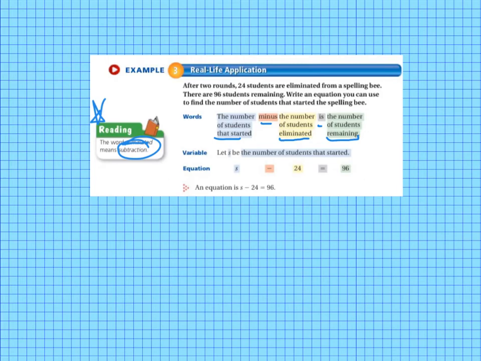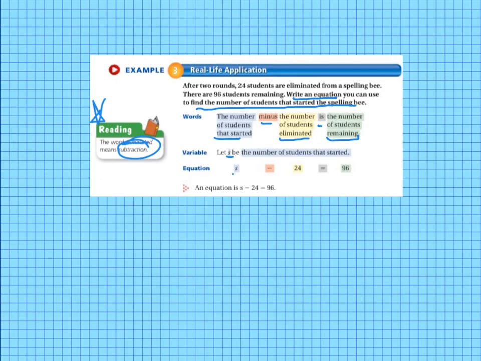So we are going to let S be the number of students that started. So S is what we're looking for, remember? So we are being asked to write an equation to find the number of students that started the spelling bee. We are not actually being asked to solve this equation. We don't have to find the number. We just have to write an equation that can be solved.